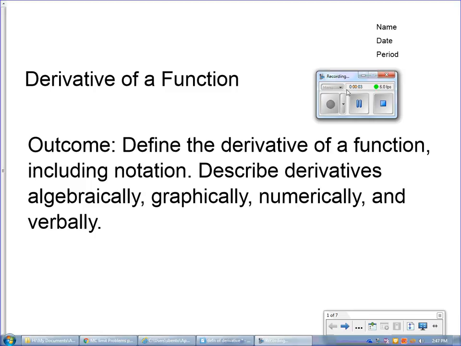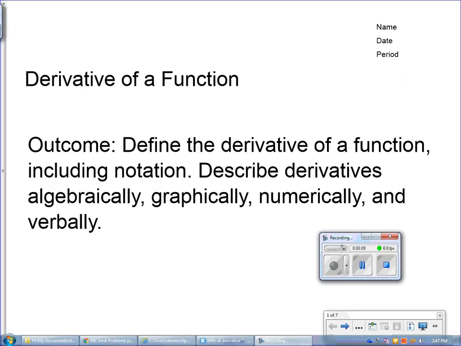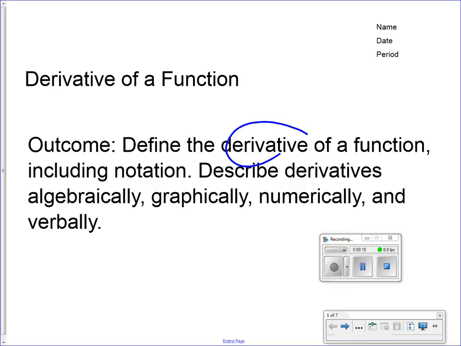The title of these notes is Derivative of a Function, and the outcome is to be able to define a derivative, especially its notation, and to describe a derivative algebraically, graphically, numerically, and verbally. So a derivative represents a change. How quickly is a function changing?